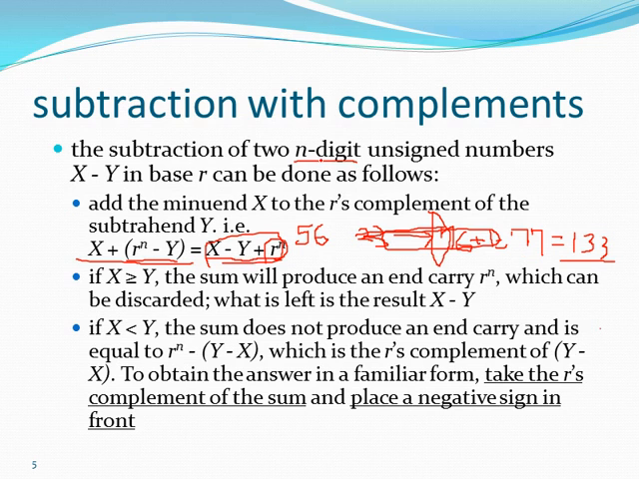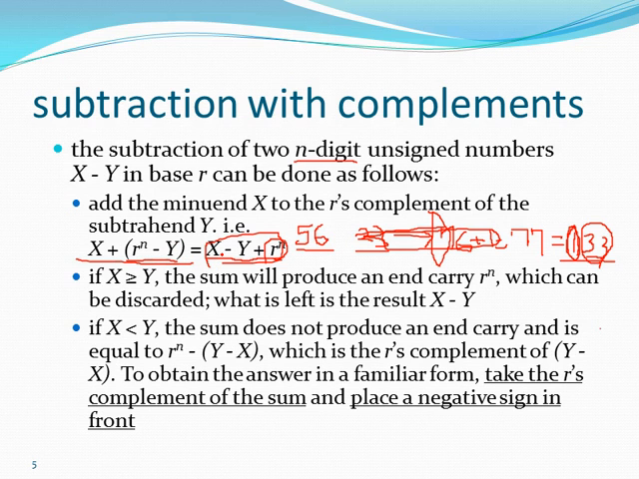So here the number of digits is 2 in this case. So 10 to the 2 is 100. So 100 is the r to the n part, which exceeds the number of digits we are working on now. The remaining number 33 is the difference of x and y. Originally we wanted to calculate the subtraction of 56 and 23, and we get 33 as the result. So we achieve subtraction of two numbers by adding r's complement of a number.